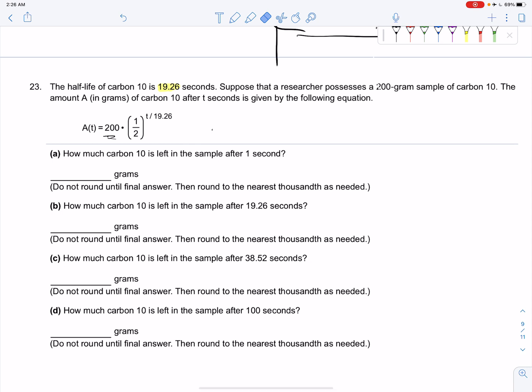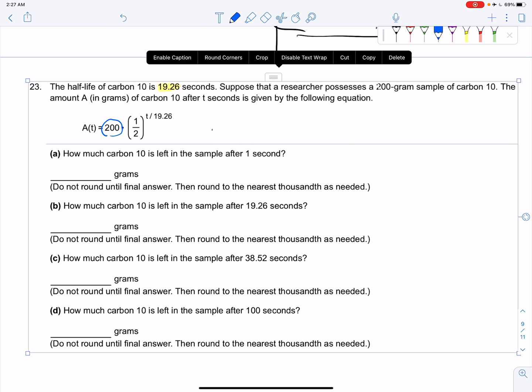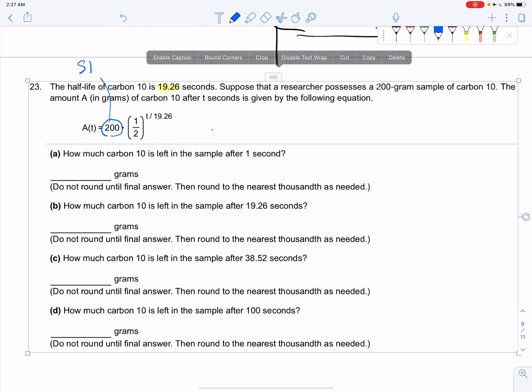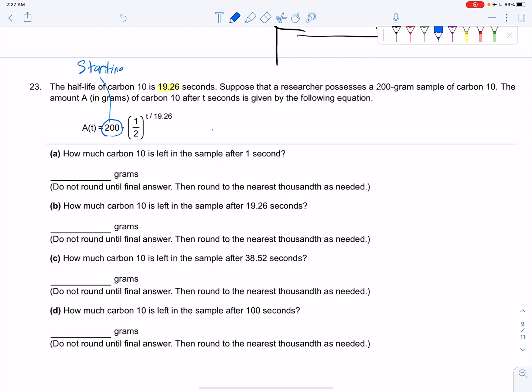Even though this is not a business problem, you still have a starting amount. You wouldn't call this the principal, but it's still doing the same thing. In business, we call that the principal. Now, this would be a sucky formula because every 19.26 seconds, your investment would be cut in half. Yikes! That would be a stock market going out of control down.